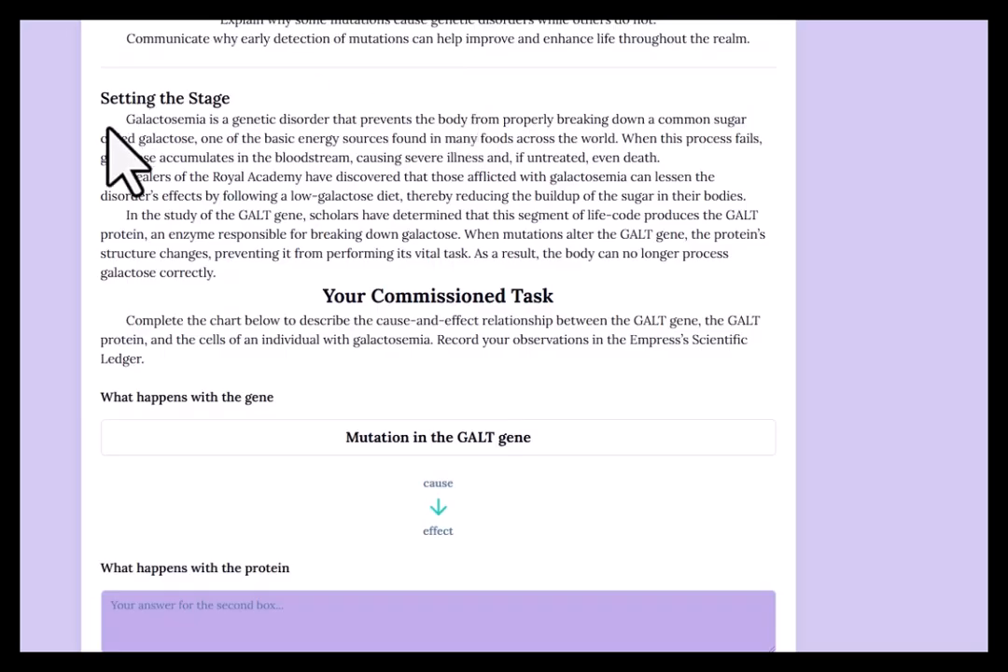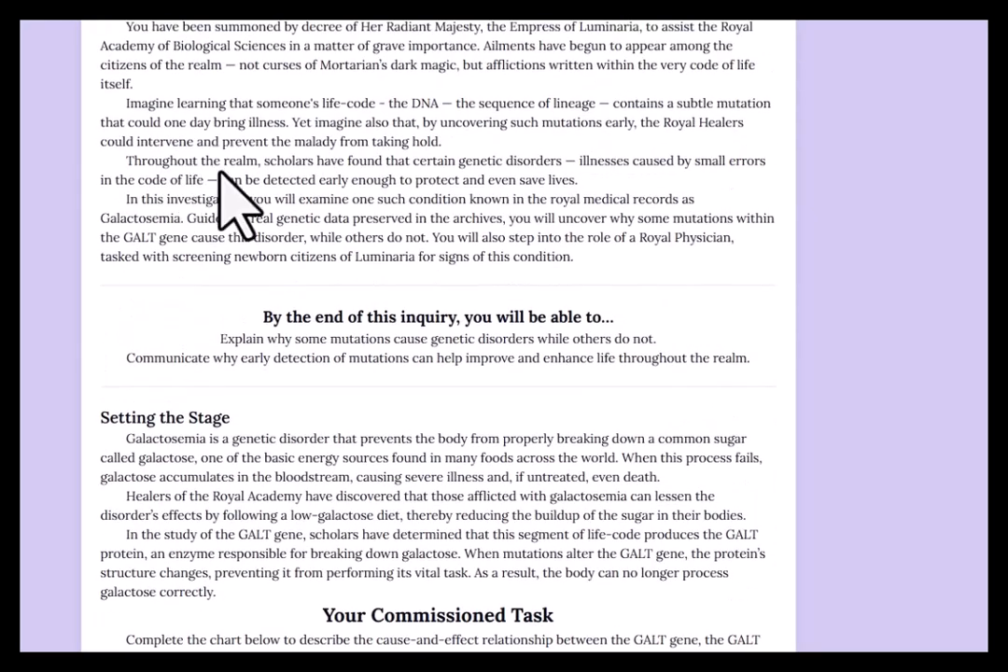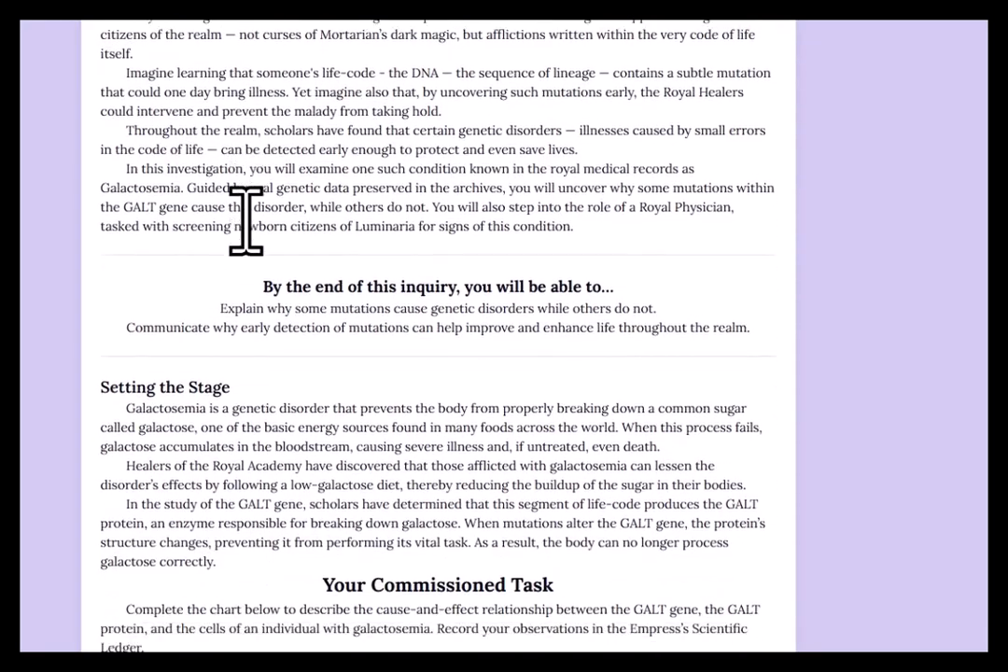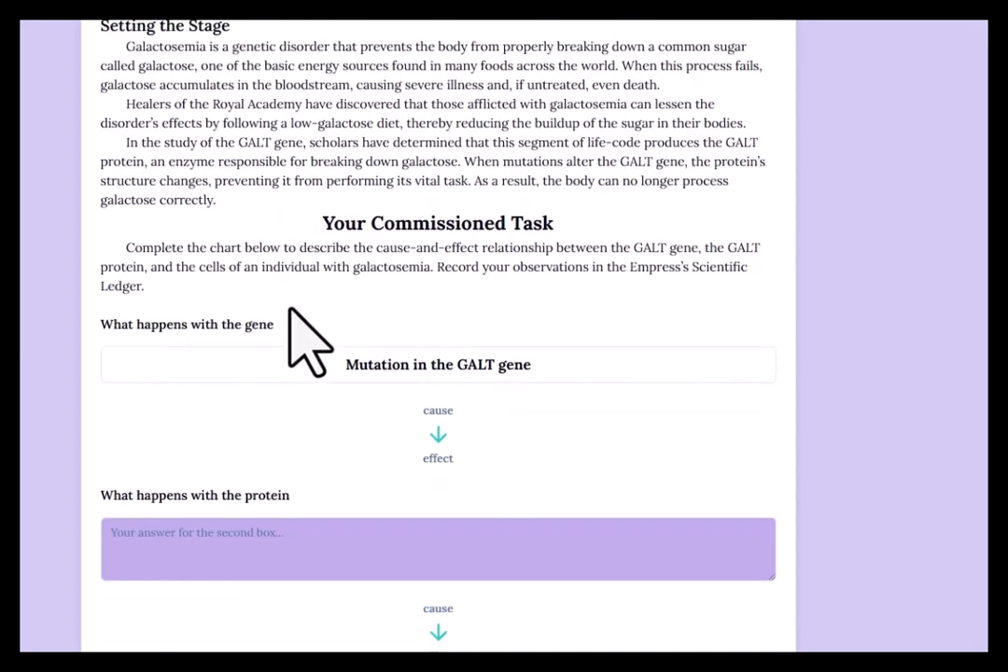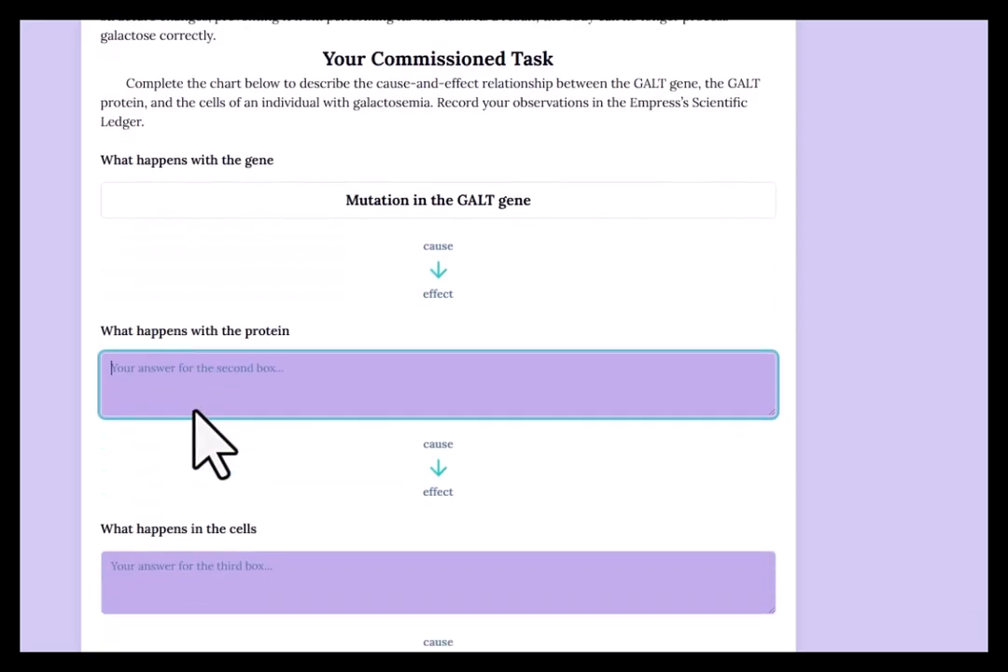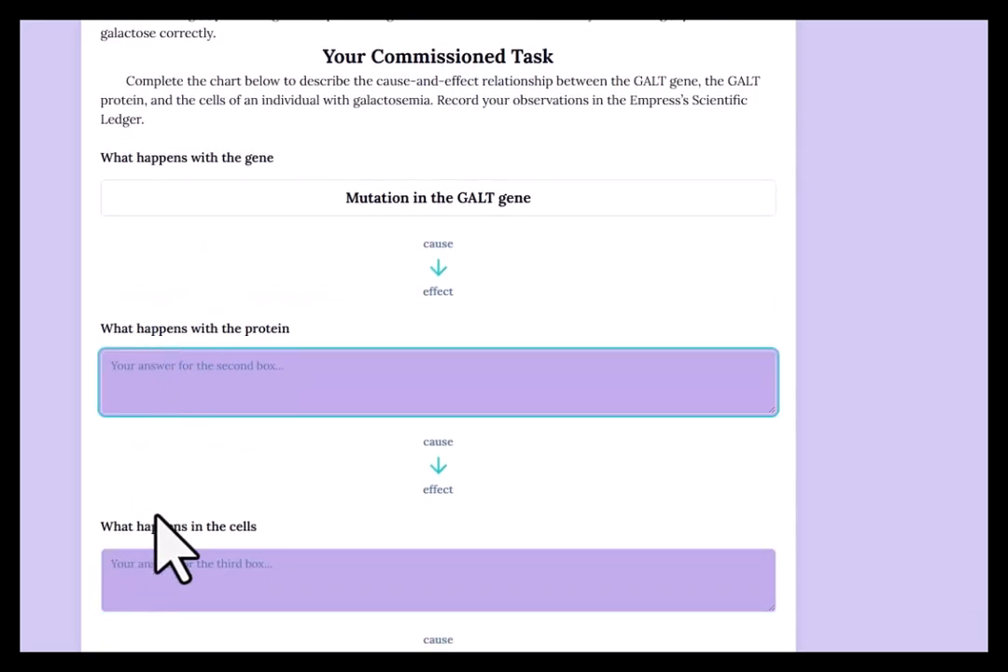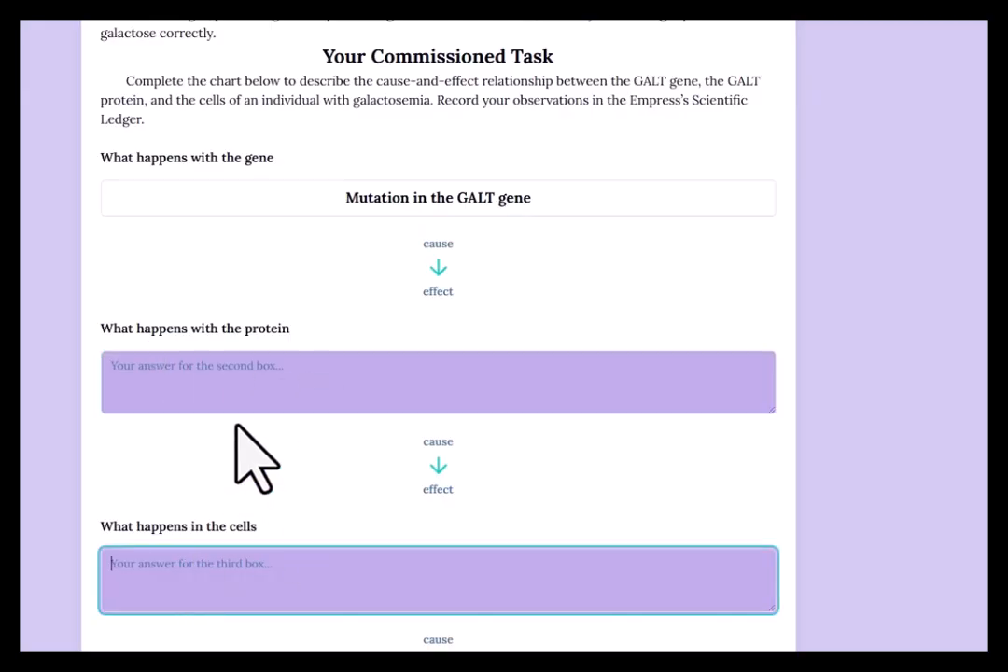You can read all this stuff for some background information on what the GALT gene and what galactosemia is. Galactosemia is a genetic disorder that prevents the body from breaking down galactose, and it's caused by a mutation in the DNA. So here is what we're going to do. You can fill this out right here on the web page, just like you could for the Dragon Genetics one. You can just fill in your answers right here in these boxes. So, put answer here. These are all form fillable boxes.